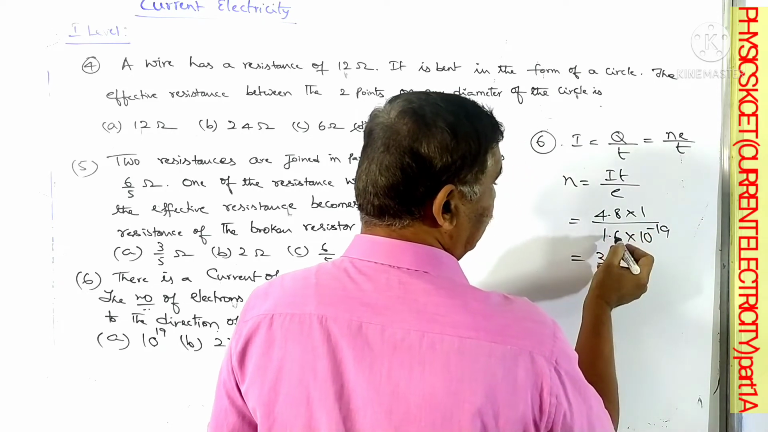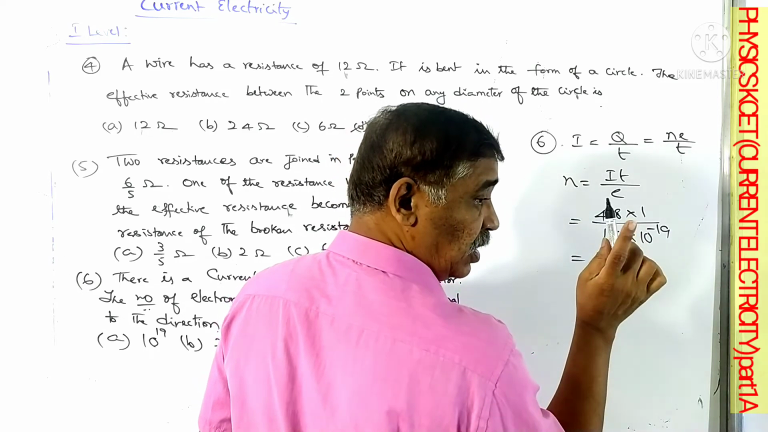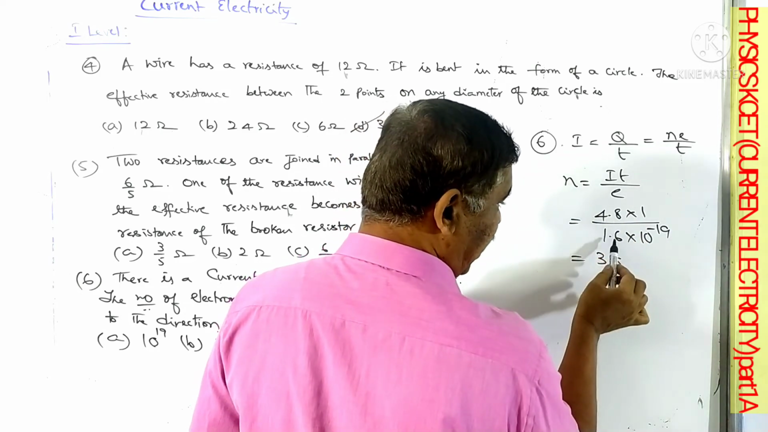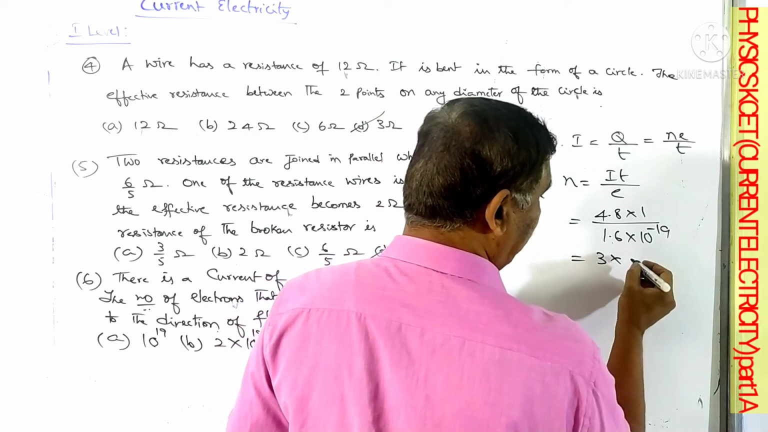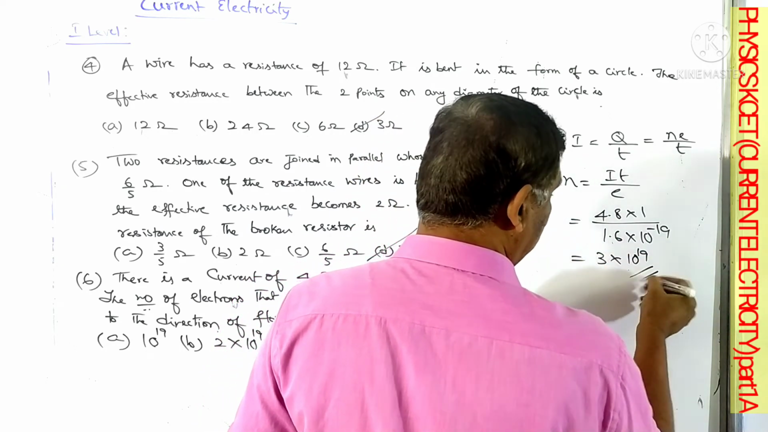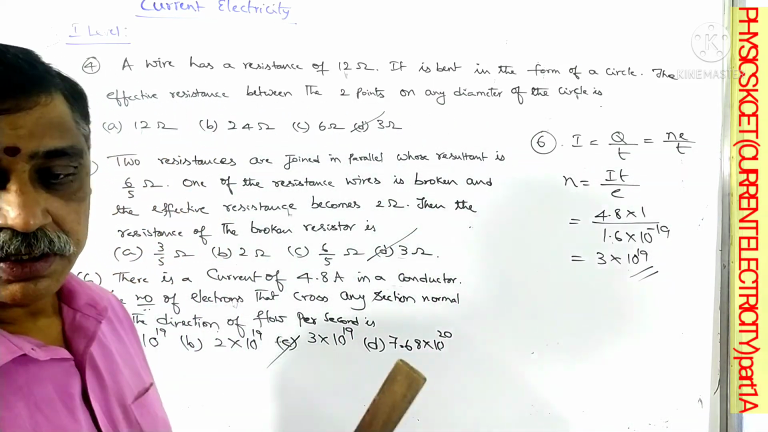So this is exactly 3 times. You can shift the decimal in both numerator and denominator by 1 position. This is 48, this becomes 16. 48 by 16 is nothing but 3. Bring this 10 power minus 19 to the numerator, you get 3 into 10 power 19. So option C is the answer for this question.